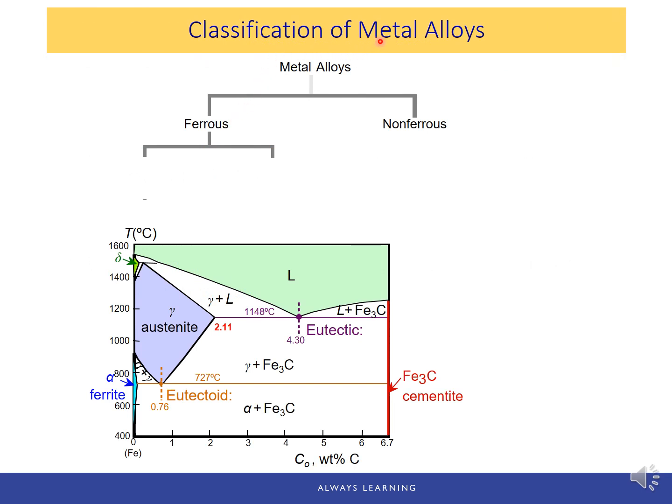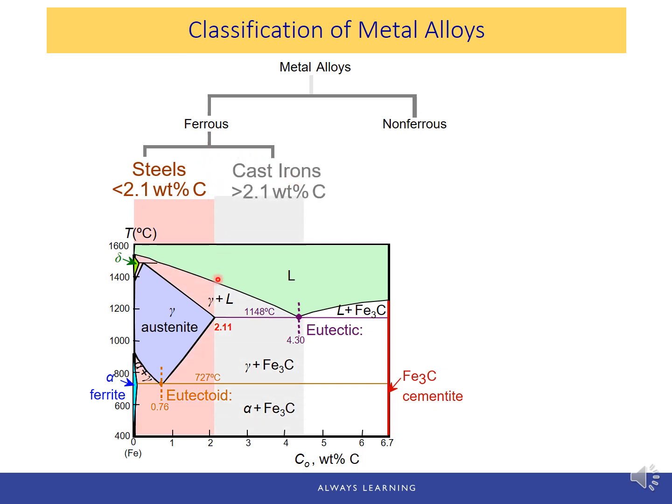Metal alloys, by virtue of composition, are often grouped into two classes, ferrous and non-ferrous. Ferrous alloys are those in which iron is the principal constituent. And we can further classify ferrous alloys into steel and cast irons.